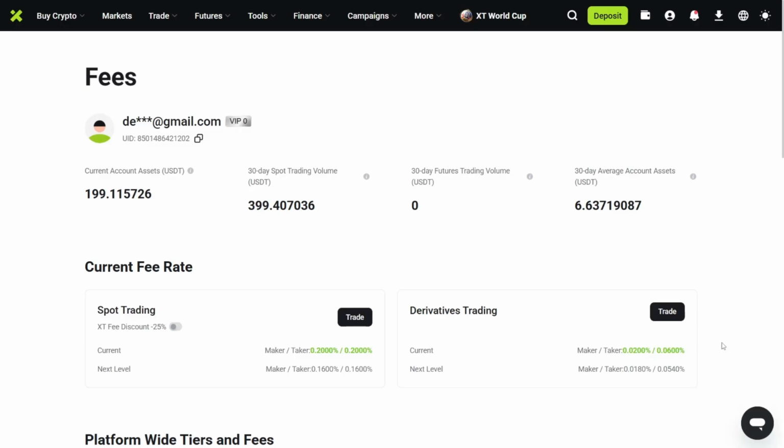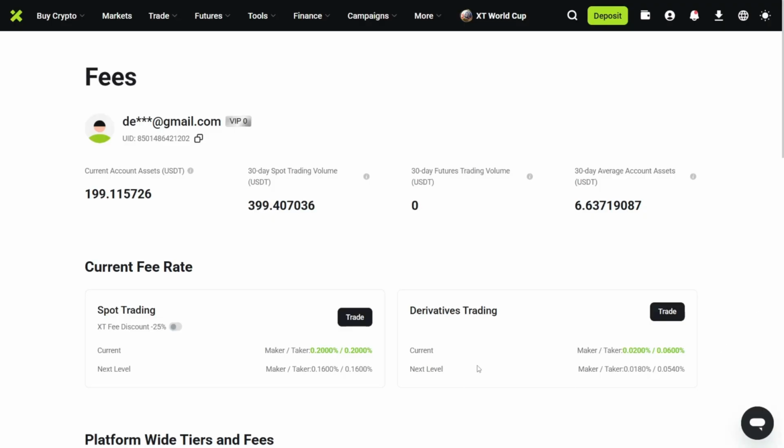is 0.06%. Exchanges usually charge two types of trading fees, the maker and taker fee. Maker fees apply when you place a limit order, while taker fees apply when you execute a market order. These are the base trading fees on XT.